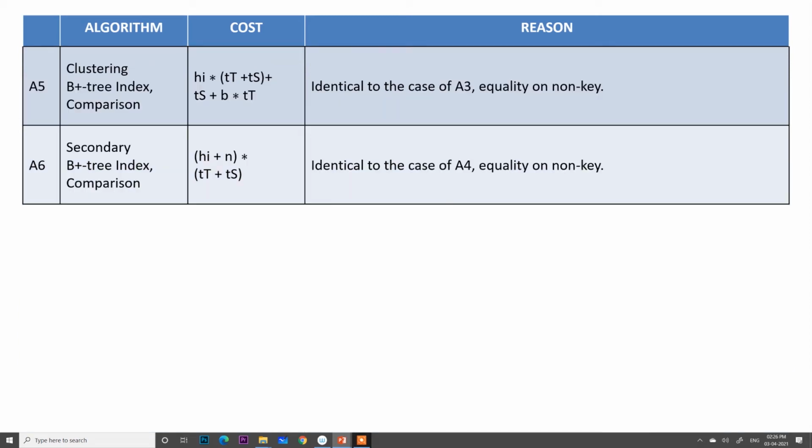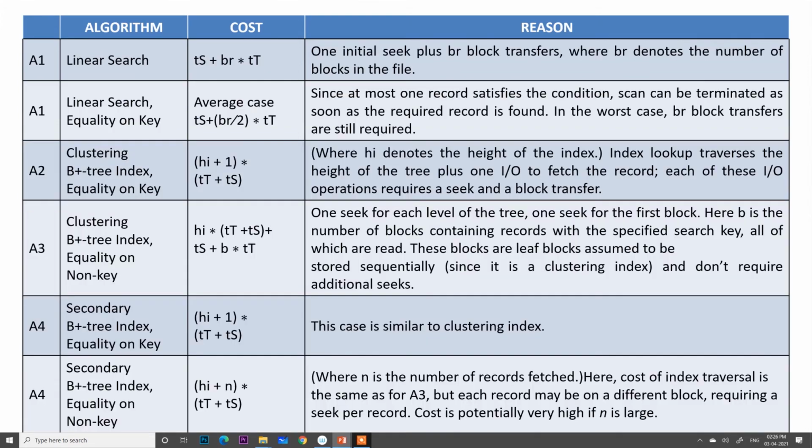The next are clustering B plus tree index comparison and secondary B plus tree index comparison. Both share the same cost as A3 and A4 respectively. So these are the algorithms dealing with the searching operation of your relational algebra expression. Similarly, we have algorithms for sorting as well as for join operations.